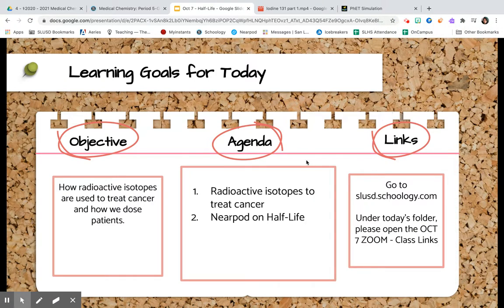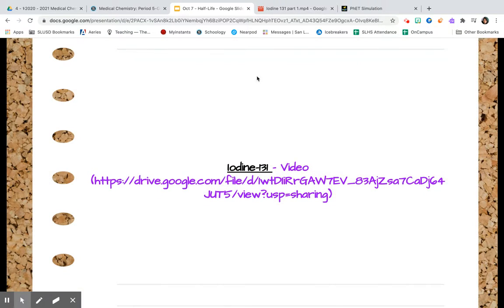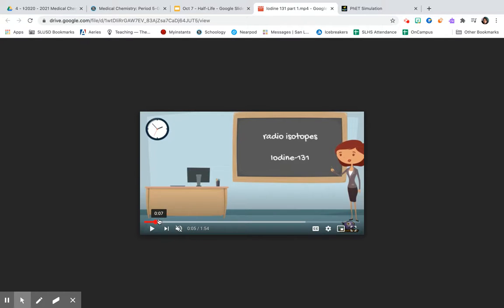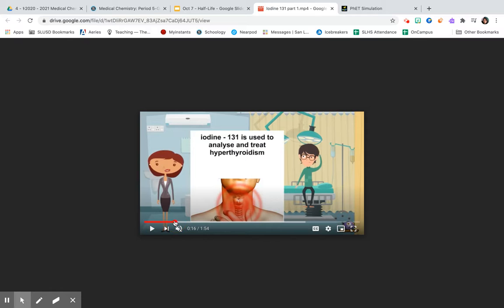All right. So for today, on Wednesday, we talked about how we use half-life, or something called half-life, to dose how much radioactive medication we need to give to patients, right? And how do we calculate that? So when we talked about this, we first watched a video about iodine 131. So I'm going to actually mute this and I'm going to click through the slides.